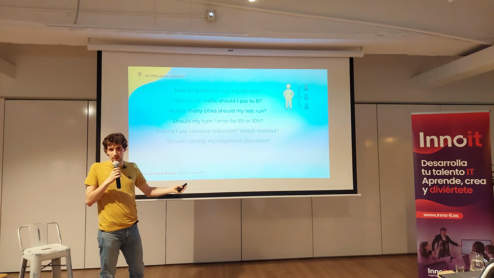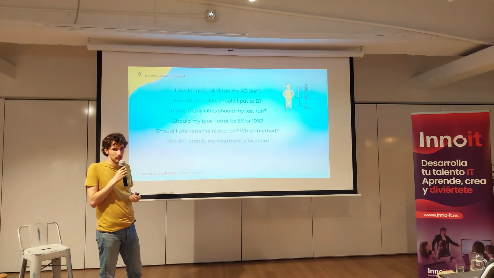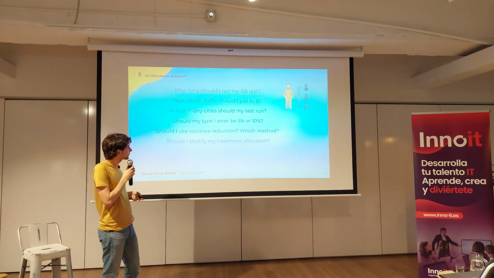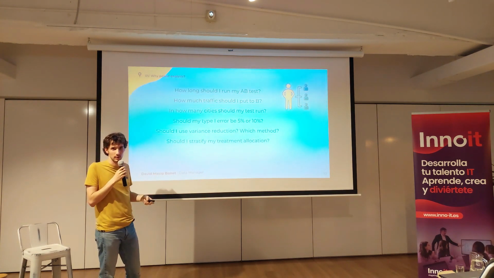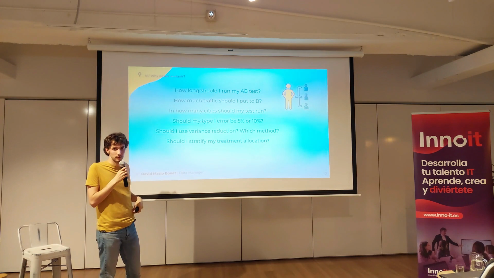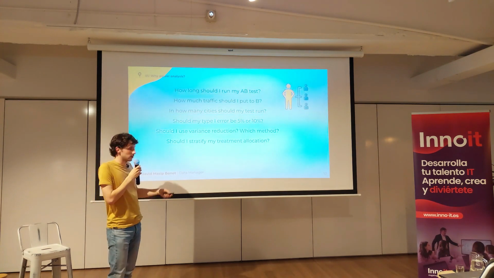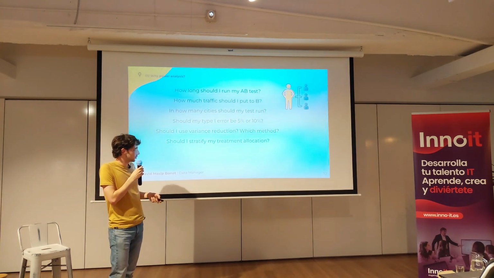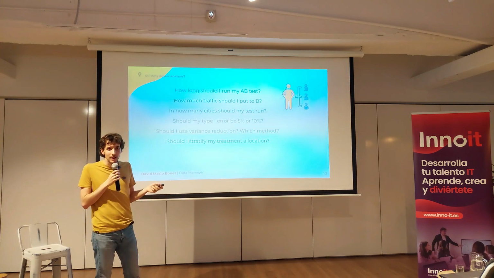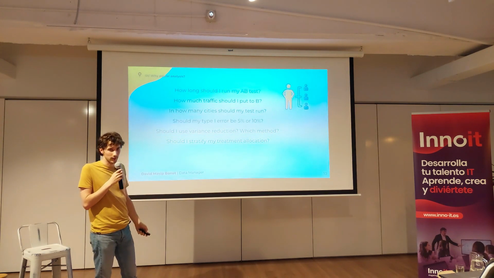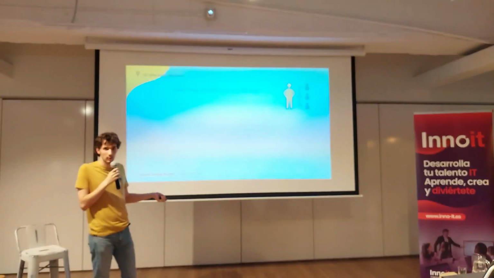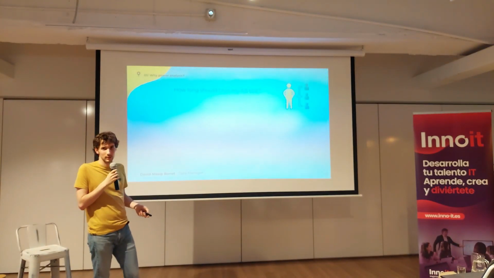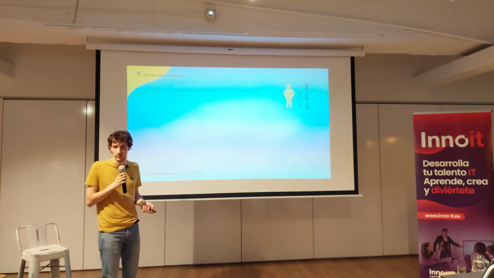Like how wide should my test be? In how many cities should I run my test? Should I use this 5% or 10% threshold for rejection? Should I use variance reduction? Should I stratify my treatment allocation? So there are many questions that can be answered with power analysis, but the main one that we are focusing on here is how long should I run my A/B test, which is probably the most important question.